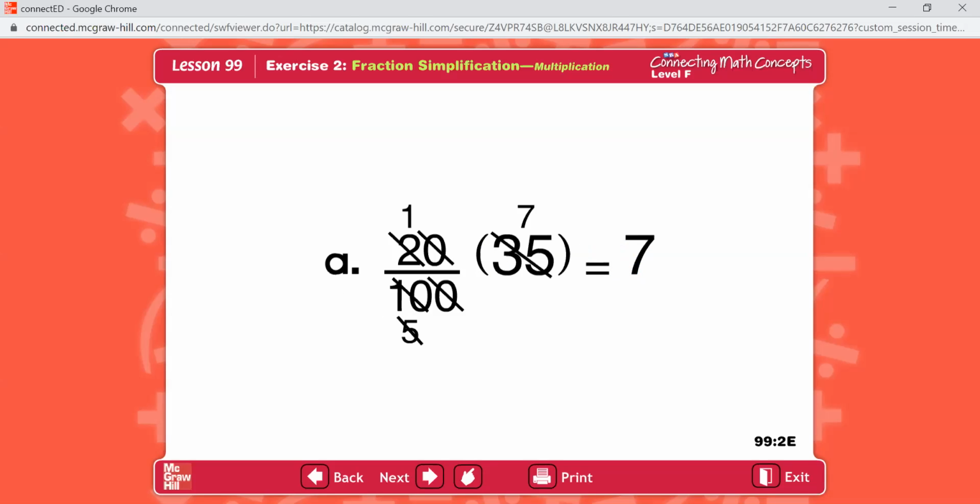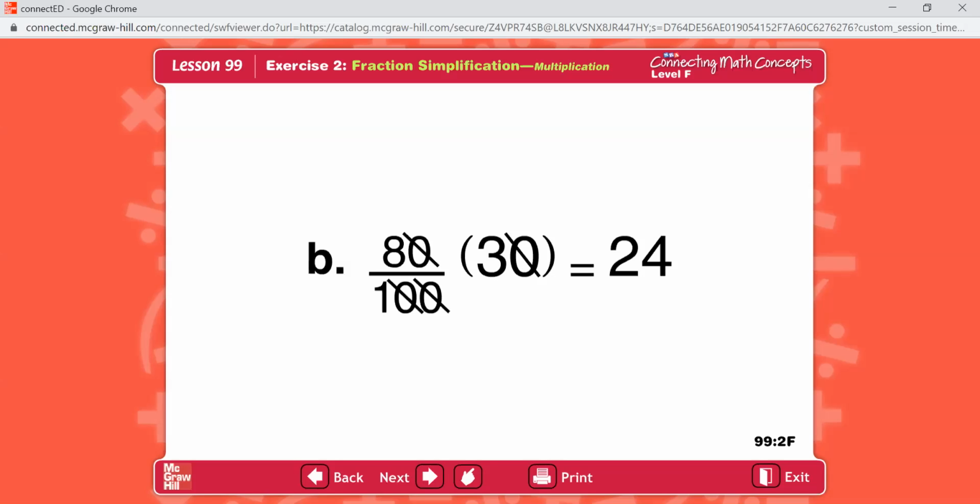Here's the answer to A. Problem B, 80/100ths times 30. Pause the video now to work the problem. Resume when you're ready to check your work. Answer to problem B.